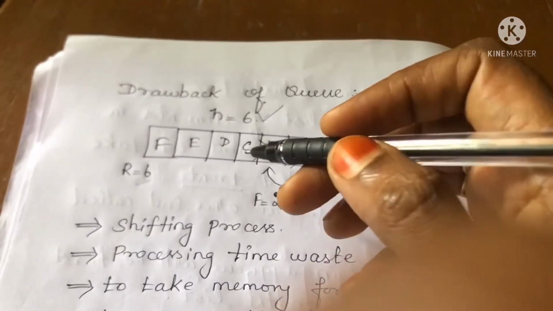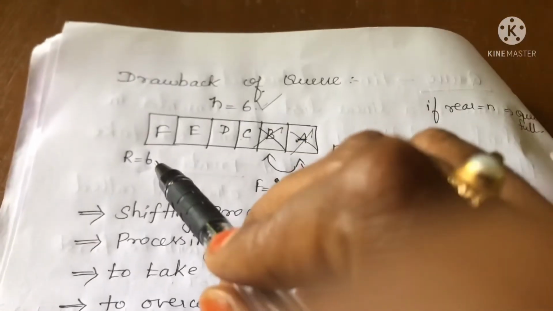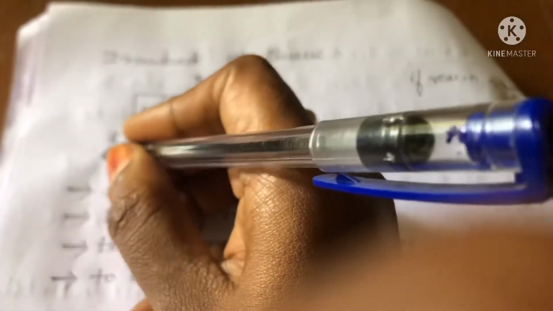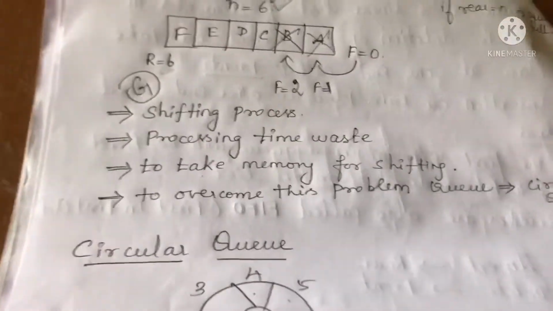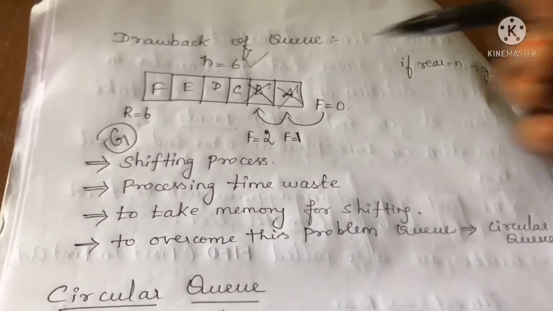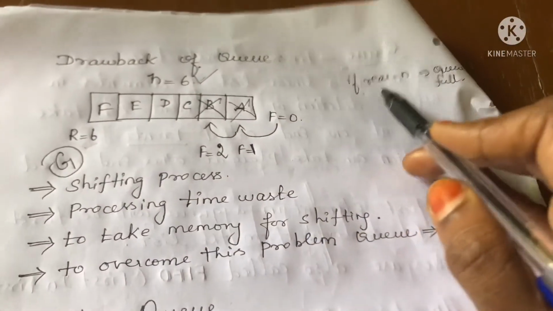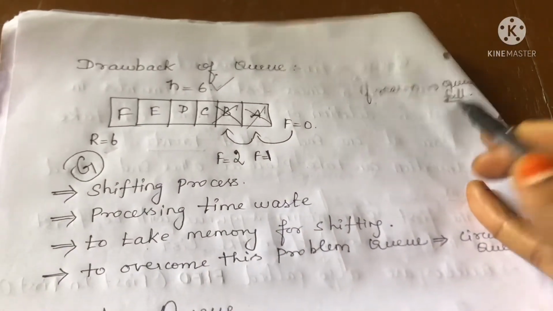Likewise, we delete some elements. If I want to add one more element, that is G, I check the conditions. What is the condition? If rear equal to n, then Q is full.